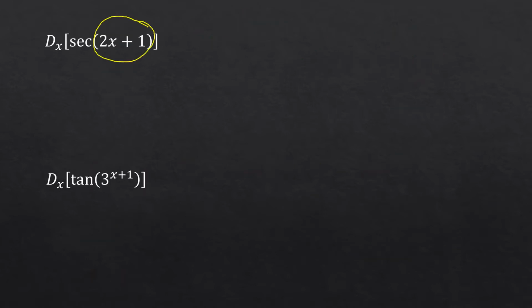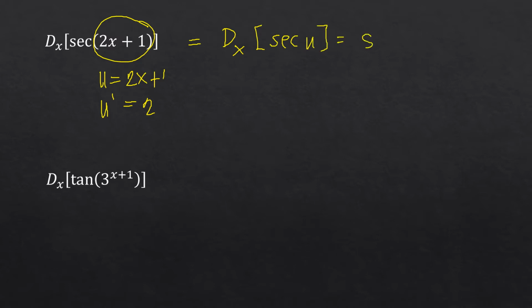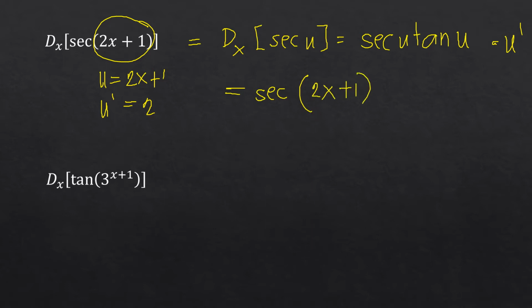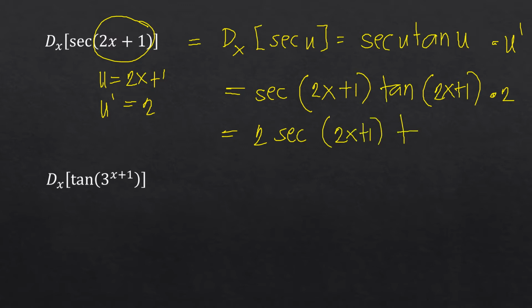In this case, we let 2x plus 1 be equal to u. So u is equal to 2x plus 1, and the derivative of 2x plus 1 is equal to 2. So this will now be getting the derivative of secant u, and that is equal to secant u tangent u times u prime. Now letting u be equal to 2x plus 1, we have secant of 2x plus 1 times tangent of 2x plus 1 times 2. So we have 2 secant of 2x plus 1 multiplied by tangent of 2x plus 1.